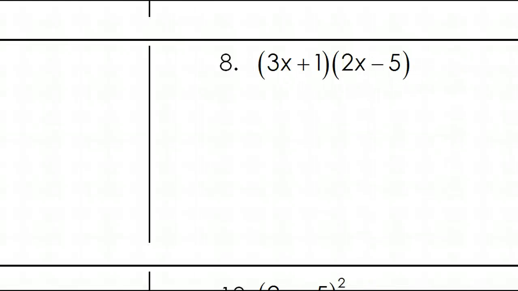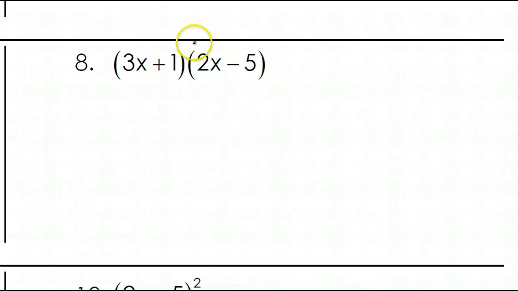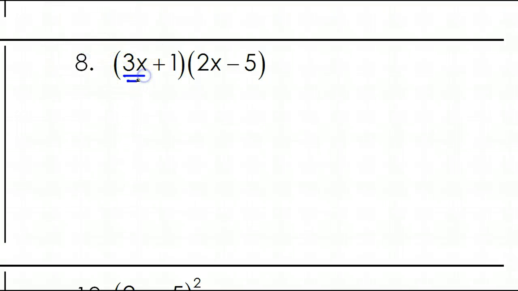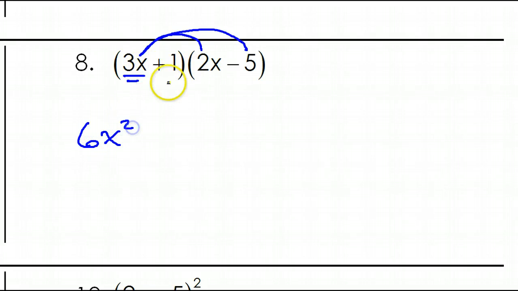Alright, number 8. Alright, let's continue to practice. So we will start with the 3x and we will distribute that. So 3x times 2x, 3 times 2 is 6, x times x is x squared. Now we'll have to do 3x times negative 5. 3 times negative 5 is negative 15. And then I've got just the x because this one doesn't have any.